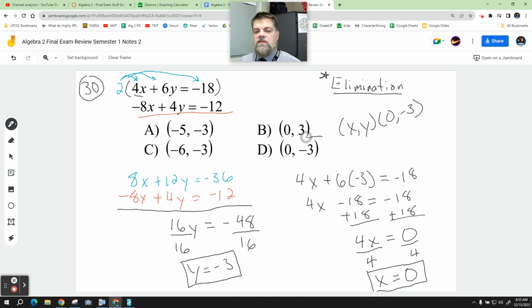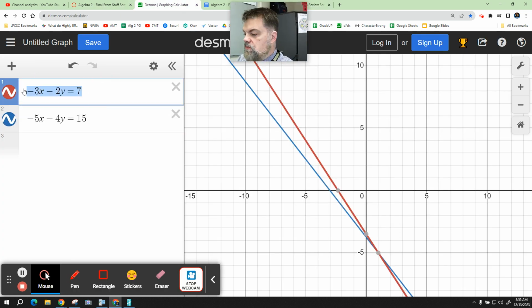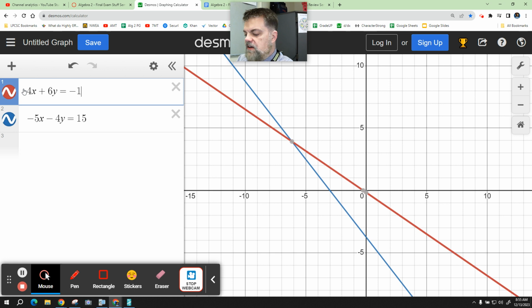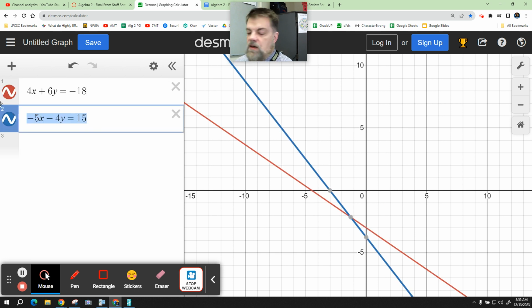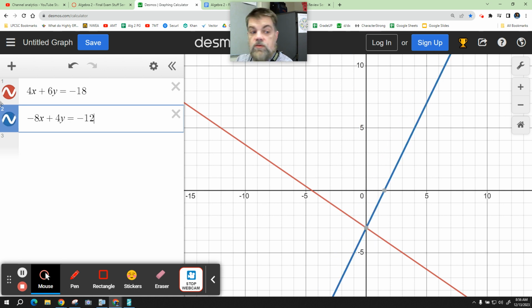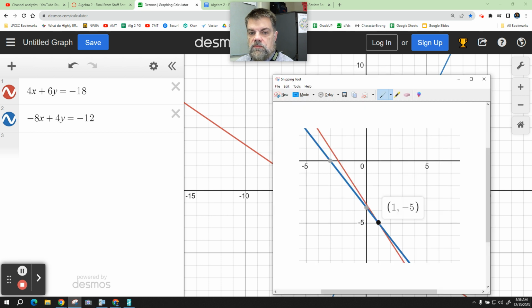How can I double check it? Graph it. We'll graph it in Desmos. So I go to Desmos, I'm going to plug in the original equation, which is 4x plus 6y equals negative 18. And then over here, if I say negative 8x plus 4y equals negative 12, check it out. That's where it crosses. So we'll take a picture of that.